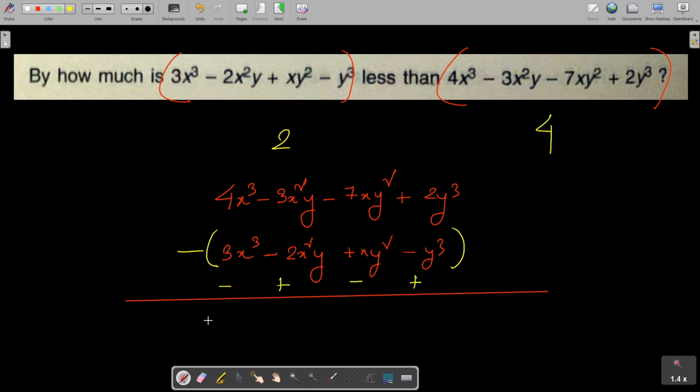Plus 4 minus 3, answer is 1. So it's x cubed. Minus 3 plus 2, it's minus x squared y. Minus 7 minus 1, minus 8xy squared, plus 2 plus 1, plus 3y cube. Let me check one more time. 4 minus 3 is 1. Minus 3 plus 2, minus 1. Minus 7 minus 1, minus 8. Plus 2 plus 1, plus 3.